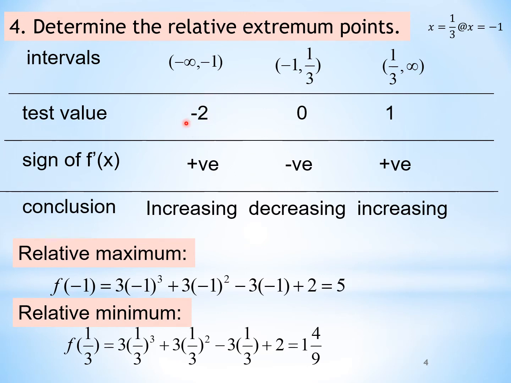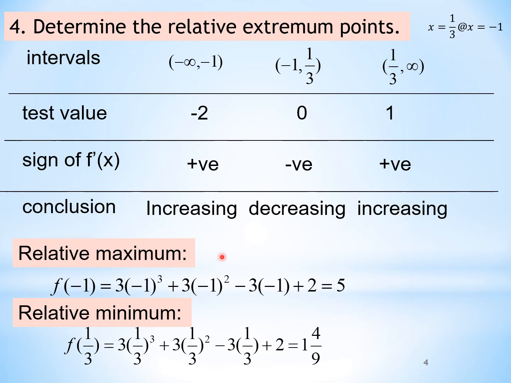Pick any x value within this interval. Again, from this value, you're going to substitute it into the f prime function, the first derivative. Substitute into the first derivative, and you will get either positive or negative values. Positive means the function is increasing. Negative means it's decreasing, and positive again means increasing.